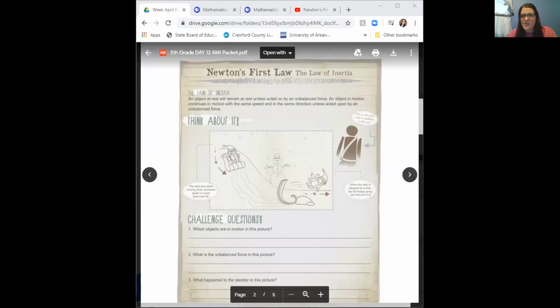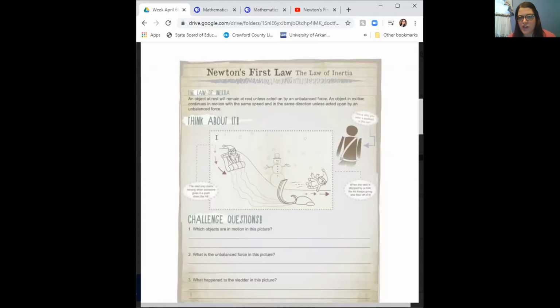So at the top of this little paper that it gives you, I'll share my screen so we can all see what I'm looking at. This is what they give you. It's about Newton's first law, the law of inertia. And right here at the top of the paper, it gives you a little background knowledge about the law of inertia. It says an object at rest will remain at rest. So if something is just sitting, like this marker, if it's just sitting on the table, it's just going to sit there. And it says it will remain at rest unless acted on by an unbalanced force.